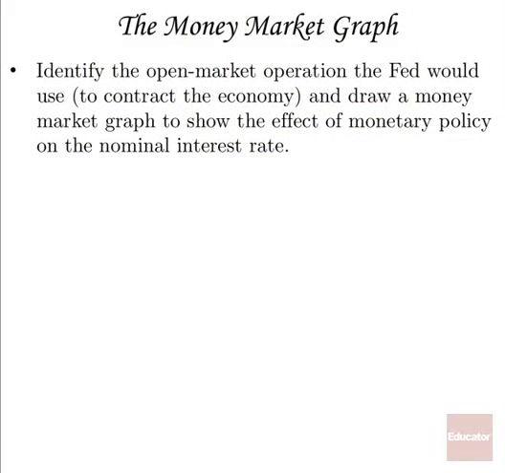Okay. Now here's the question. Identify the open market operation the Fed would use, again, to contract the economy. Let's just stop right there. So let's review again, what are the things that the Fed does. The Fed uses monetary policy, and it can either use expansionary or it can use contractionary. Okay, so this is Fed monetary policy.